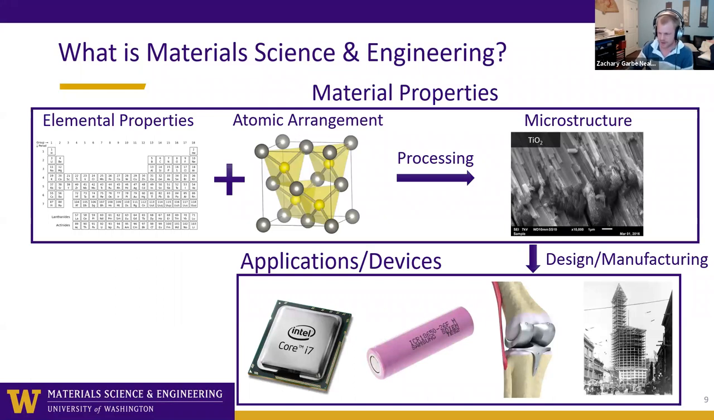And so these will give us the material properties that we can use through our designing and manufacturing for certain applications and devices. So we have an example of a computer chip here, and inside the computer chip, there are billions of semiconductor transistors, doped silicon transistors, and that's what makes our computers do their calculations. We have lithium ion batteries, orthopedics for implants, like titanium metal implants.